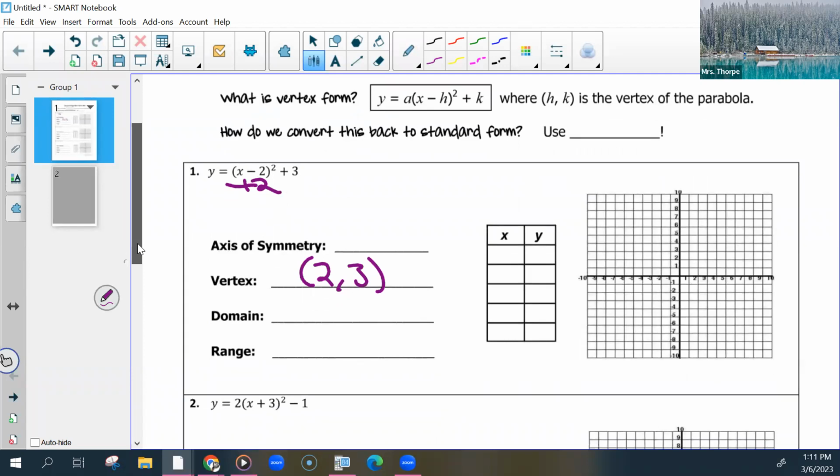So take what's on the inside, change it. If it says minus, it's really positive. If it says plus, it's really negative. It does the opposite of what you think it's supposed to do. Whatever's on the outside stays the same.